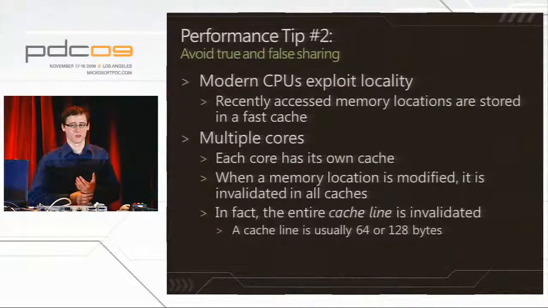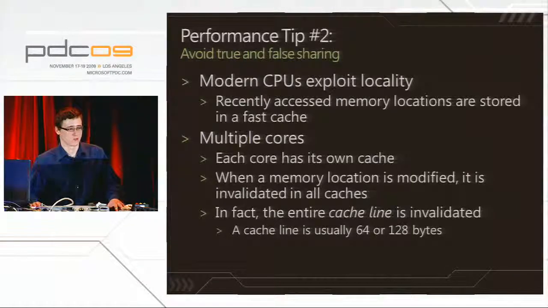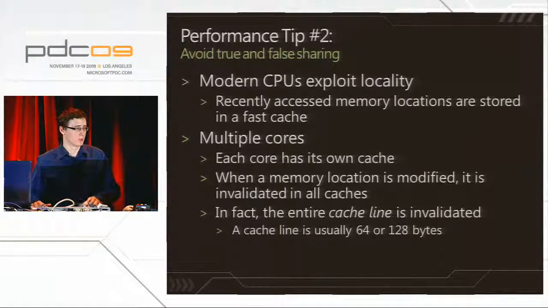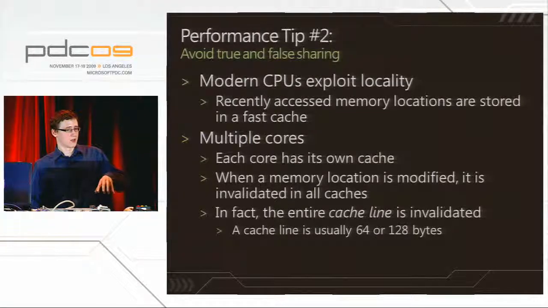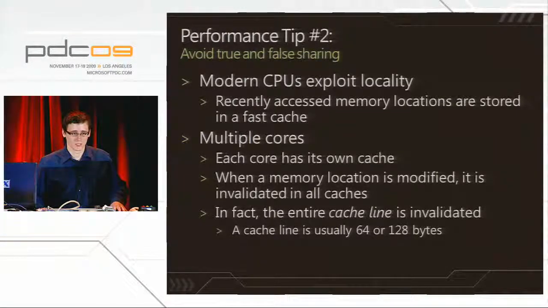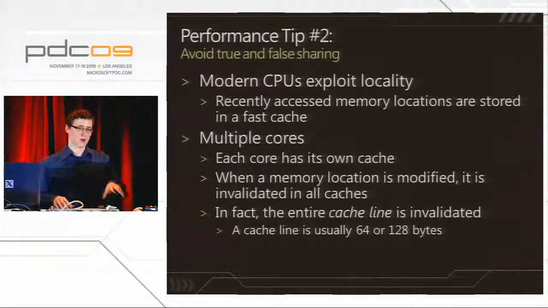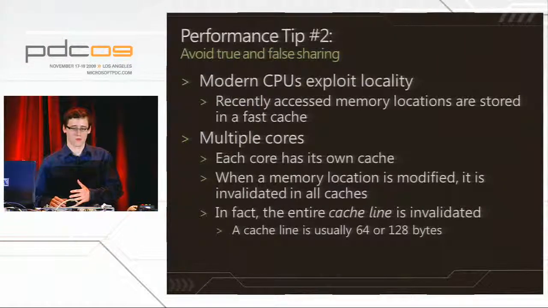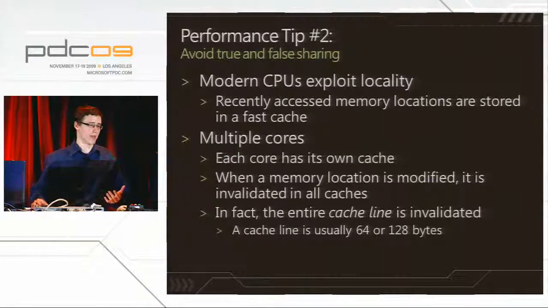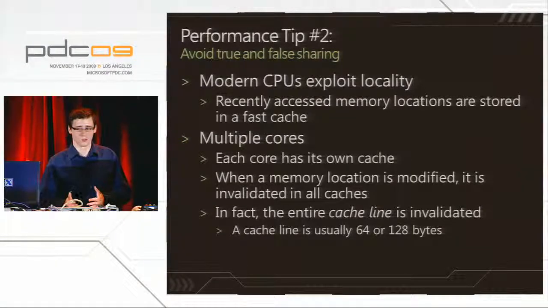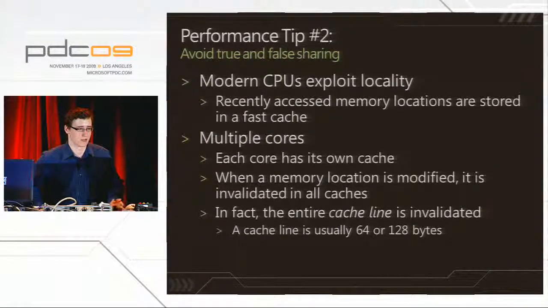Another similar issue to memory allocation that also often trips people up has to do with the way CPUs exploit locality, the way caches work. On a multi-core architecture, usually, or on the x86 and x64 architectures, every core has its own cache. And when one core modifies a particular value in memory, that value in memory has to be invalidated in all of the caches. The other cores can't use their own cached copy of that value anymore.